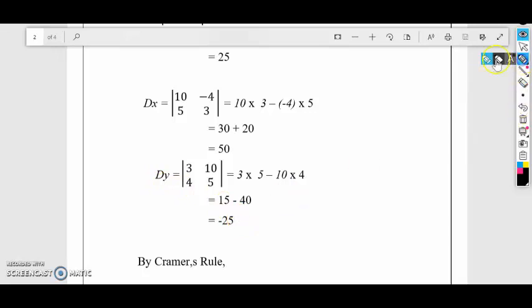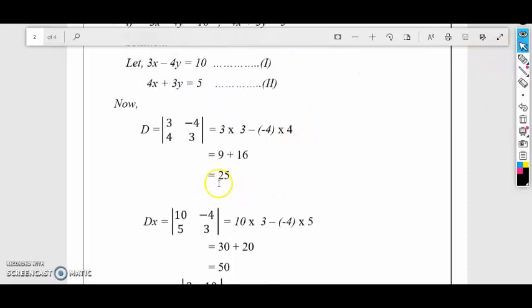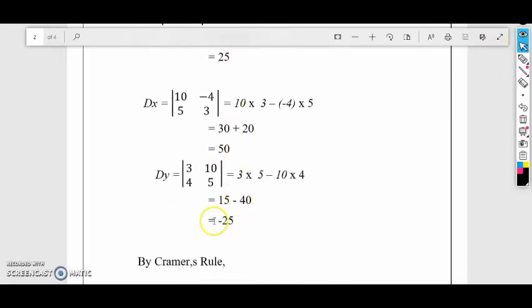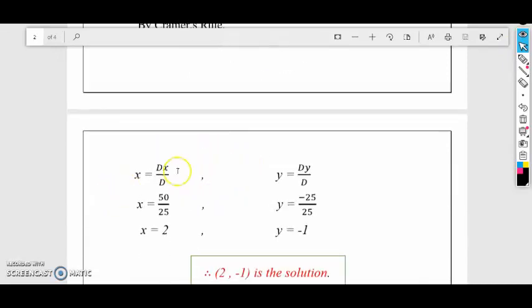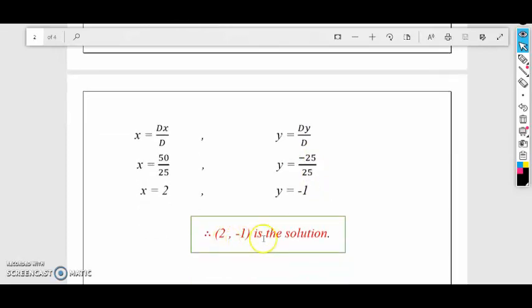So we get the value of D as 25, the value of Dx as 50, and the value of Dy as minus 25. Then by Cramer's rule, x is equal to Dx by D. The value of Dx is 50, the value of D is 25. So 50 upon 25 is 2. So the value of x is 2. Then y is equal to Dy by D. So Dy is minus 25, D is 25. So minus 25 by 25 is equal to minus 1. So 2 and minus 1 is the solution of these equations.